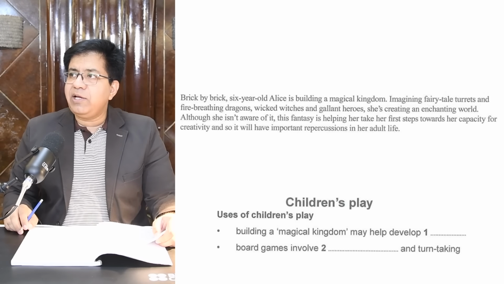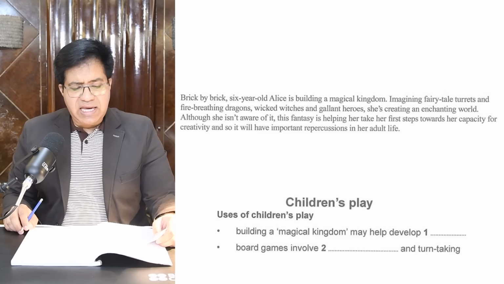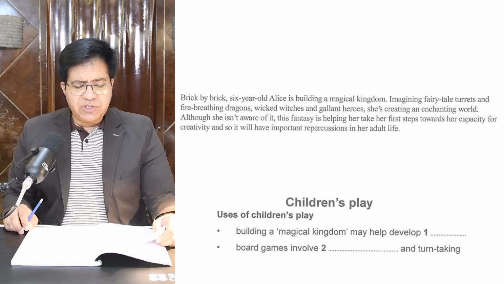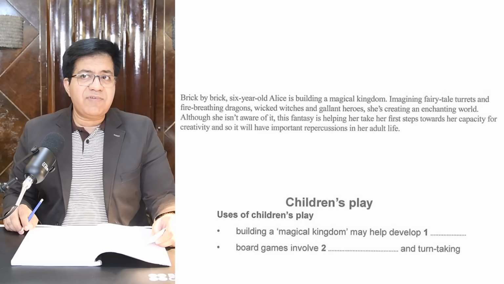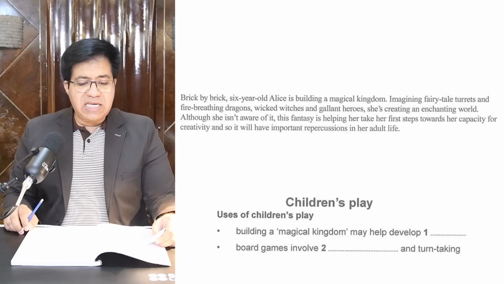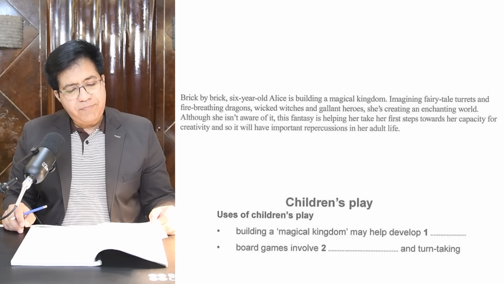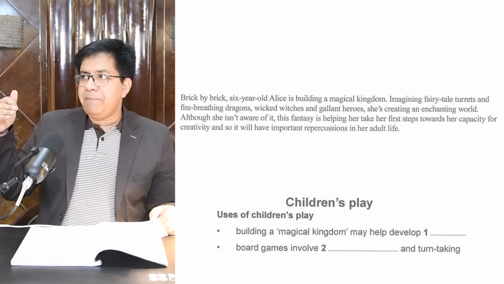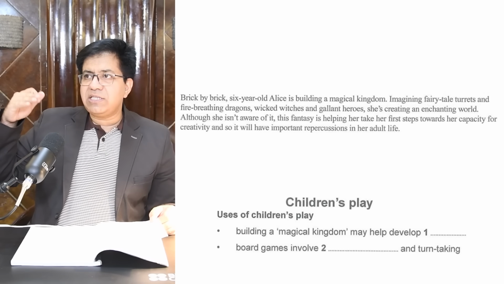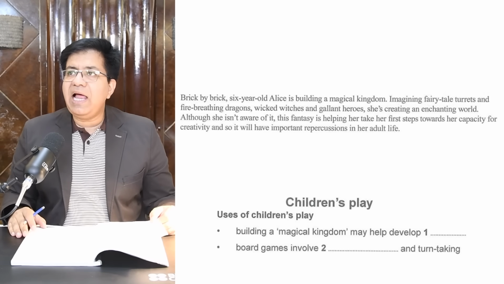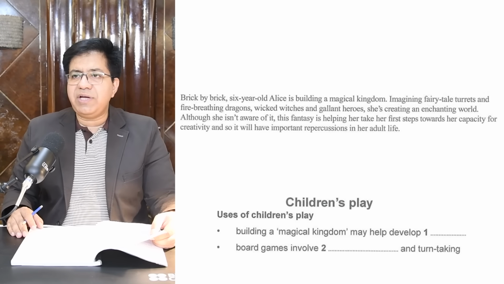So second last line of first paragraph, although she isn't aware of it, this fantasy is helping her take her first steps towards her capacity for creativity. Capacity for creativity. What is the answer? For may help develop, they use the words capacity for. So capacity for creativity, may help develop creativity. Correct answer for question number 1 is creativity.